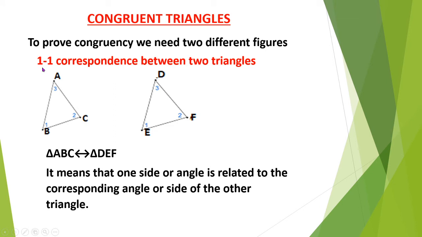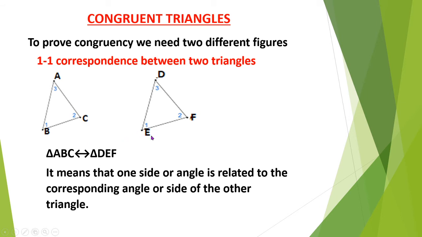And what does one-to-one correspondence mean? It means that one side or angle is related to the corresponding angle or side of the other triangle. Only one side will correspond to the corresponding other side. AB will correspond to DE, meaning AB is congruent to DE. AC will be congruent to DF.